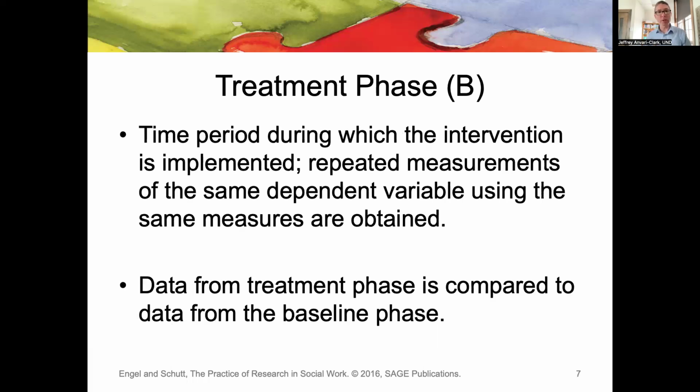Next, we introduce the treatment phase. So this would be the time period during which our intervention is implemented. We continue to measure those variables using the same measurement tools. So if we're using the Generalized Anxiety Disorder 9 scale, then we're going to want to keep using that same scale. Now, if the scale is okay or if it's kind of lackluster, we want to continue using it. We don't want to change scales because then we're going to be changing our measurement.